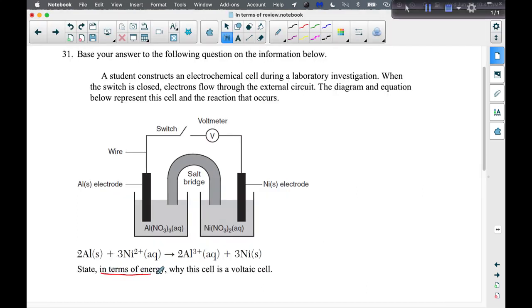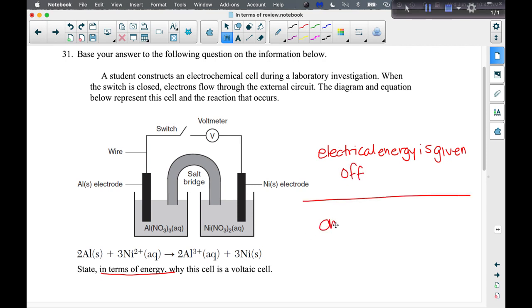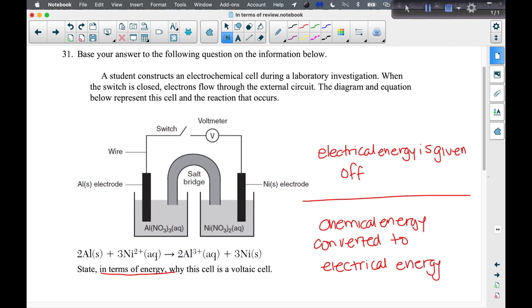In terms of energy, why this is a voltaic cell. It is a voltaic cell because electrical energy is given off. Or you could say that chemical energy is converted to electrical energy.